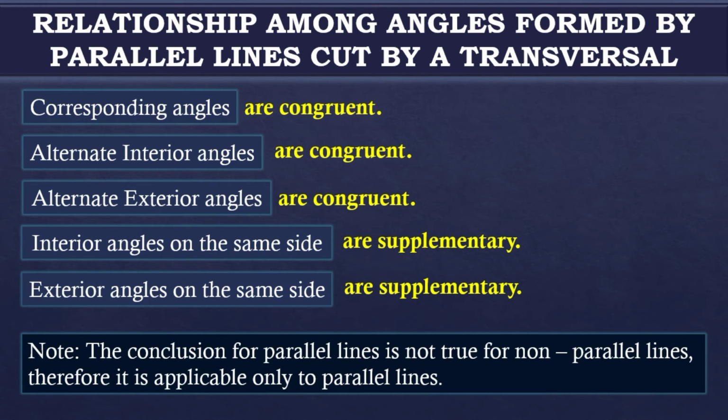Now, remember that the conclusion for all of this: corresponding angles are congruent, alternate interior and alternate exterior angles are congruent, and also yung interior angles on the same side as well as the exterior are supplementary. Ito po ay i-apply lang natin kapag ang kinakat ng transversal natin ay parallel lines. So, this is not applicable sa non-parallel lines.